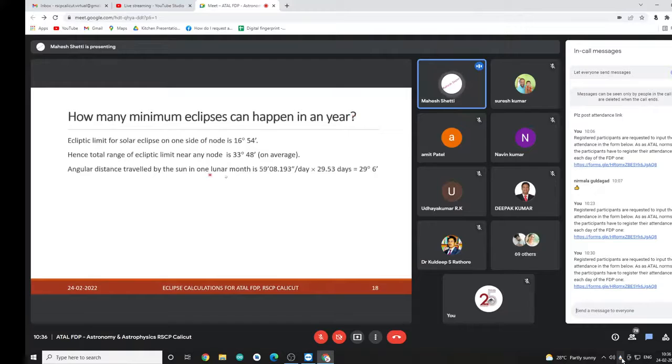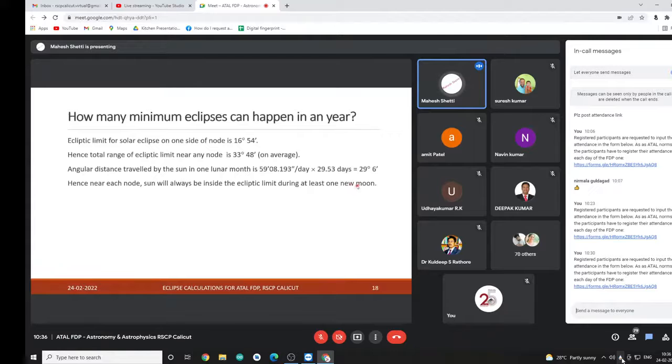The angular distance traveled by the sun in one lunar month, okay, is 29 degrees 6 minutes. The angular distance traveled by the sun per day is 59 minutes 08.19 seconds per day, and then one lunar month is 29.53 days. So when you make this multiplication, you get the motion of the sun in one lunar month as 29 degrees 6 minutes. This is surely smaller than this, and therefore near each node the sun will always be inside the ecliptic limit during at least one new moon.